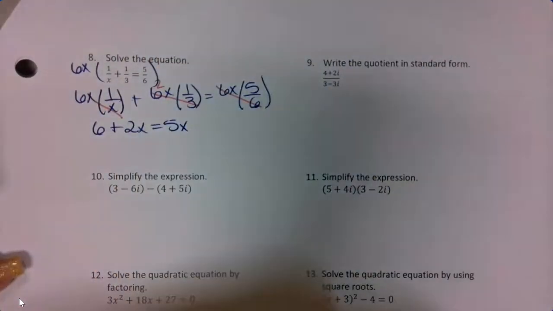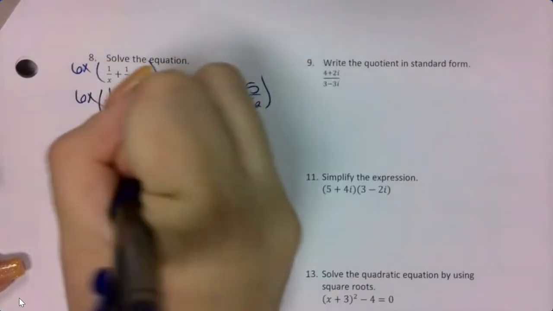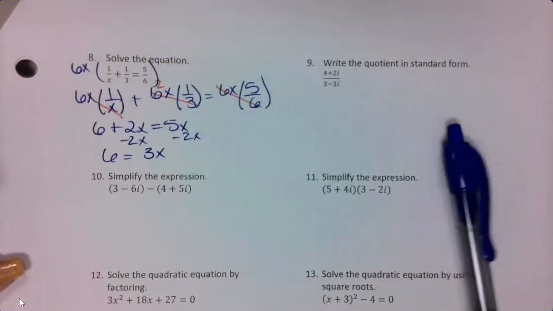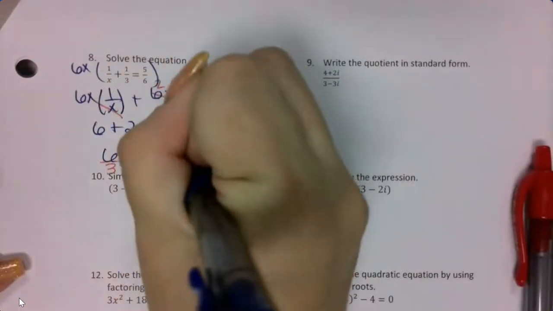I want to go ahead and subtract 2x on both sides. I get 6 equals 3x. I'm going to go ahead and divide both sides by 3, and I get x equals 2.